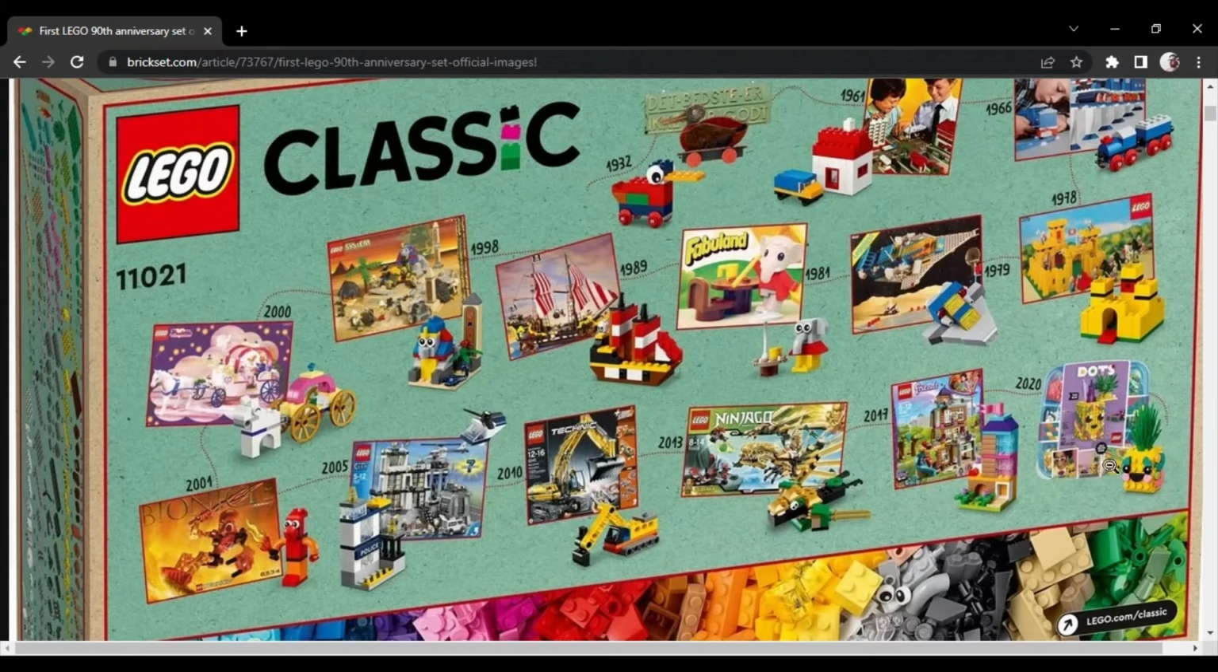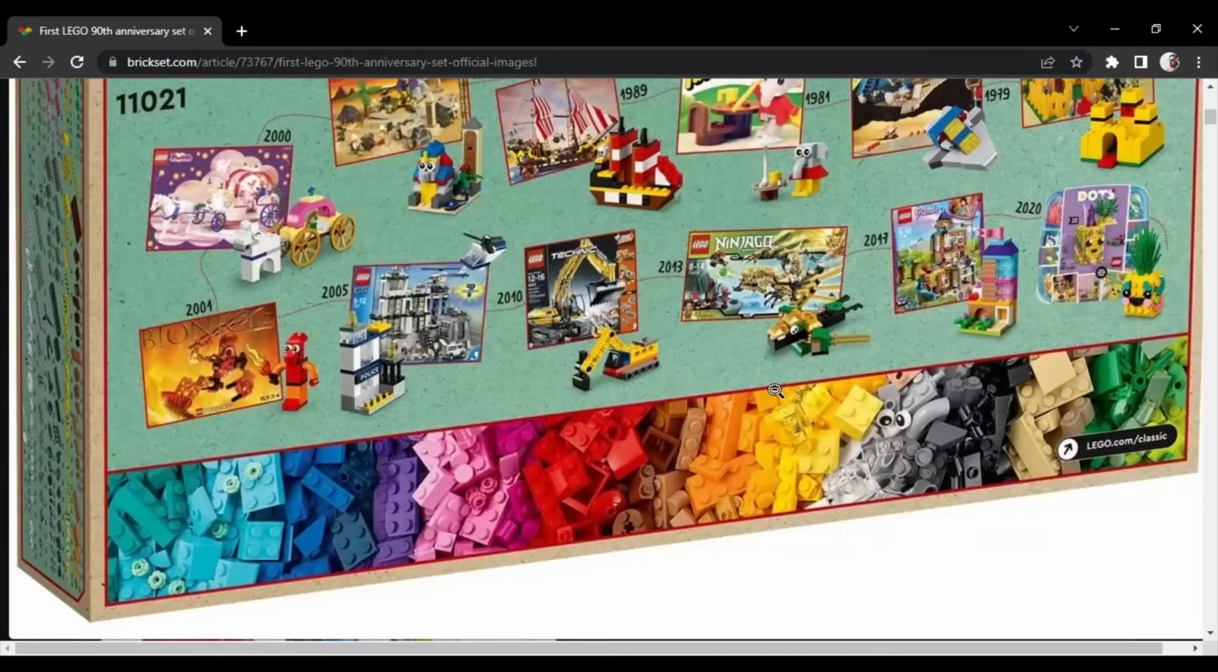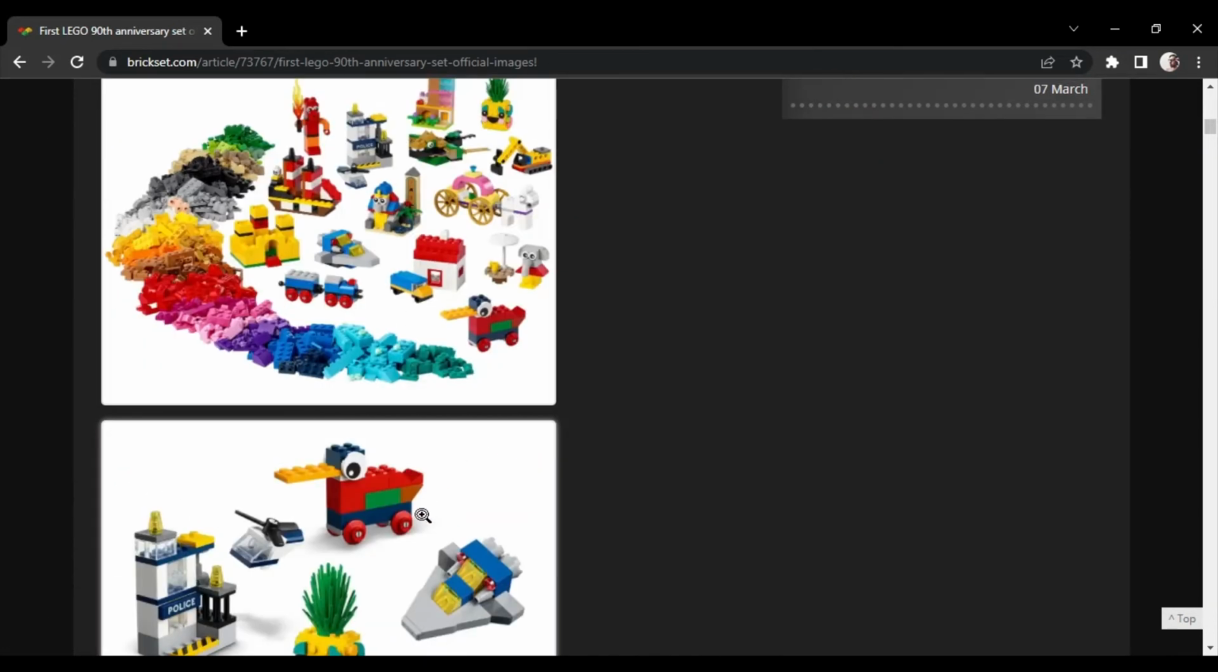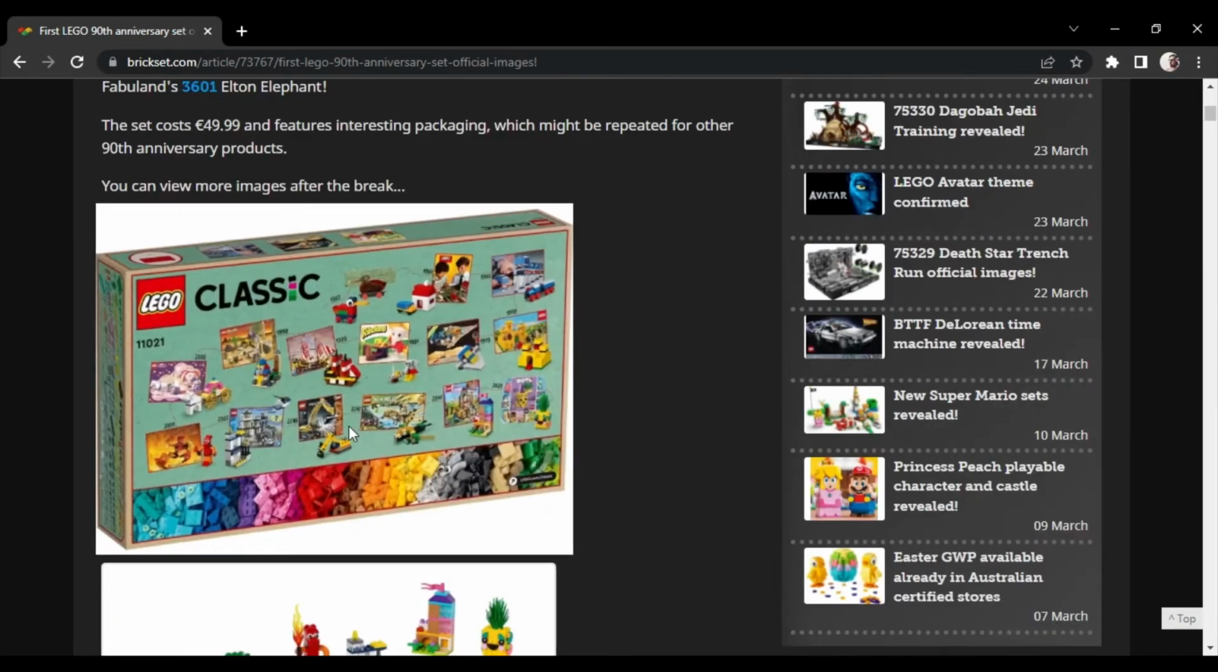So some might argue whether or not Dots is important enough to include on here, but I think that its inclusion just helps showcase the varying building methods and types of pieces that LEGO has made over the years, like Fabuland, Belleville, Technic, Bionicle, and so on. Yeah, and there's just a few more pictures here just showing those sets. But yeah, so I think this is cool.